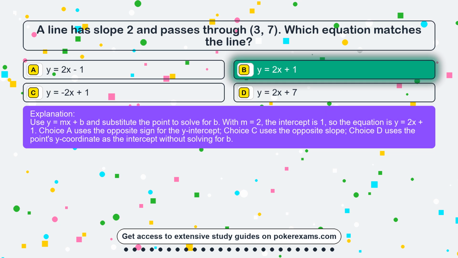Choice A uses the opposite sign for the y-intercept. Choice C uses the opposite slope. Choice D uses the point's y-coordinate as the intercept without solving for b.